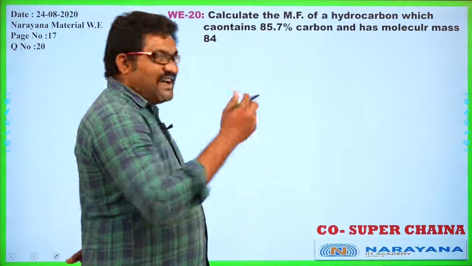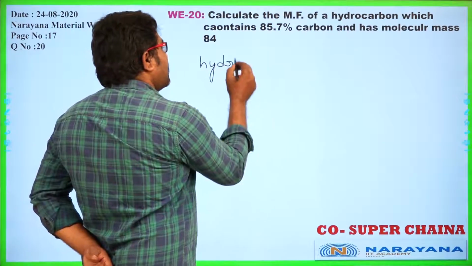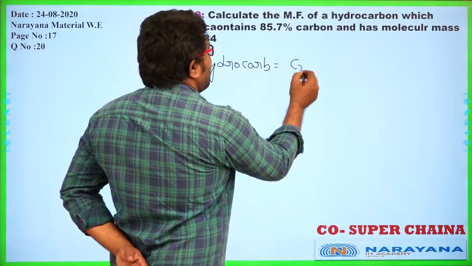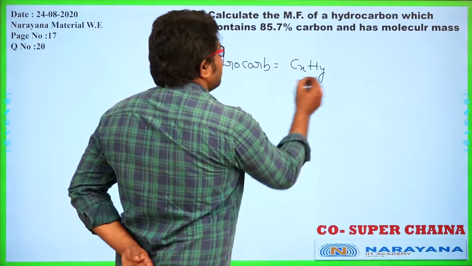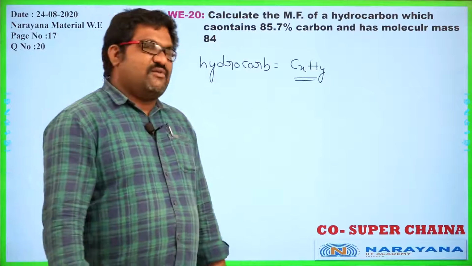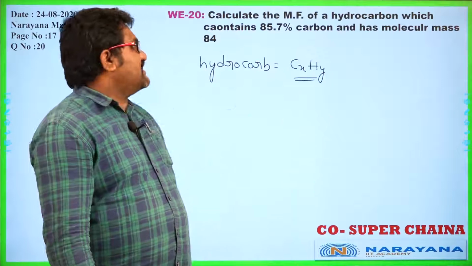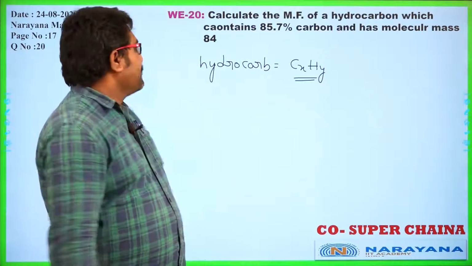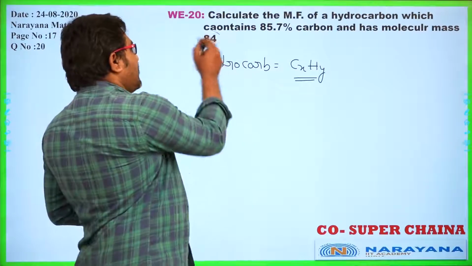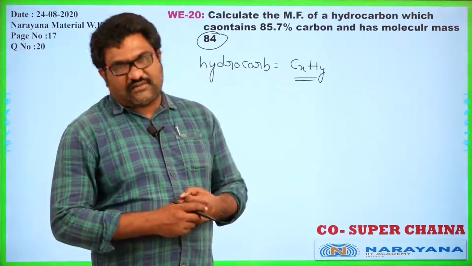So here, a hydrocarbon, what is a hydrocarbon? A hydrocarbon contains only carbon and hydrogens. We don't know how many carbons and how many hydrogens are there. But based on the given percentage composition, we are going to establish the molecular formula. First the empirical formula, then based on its molecular weight, we can determine the molecular formula also.